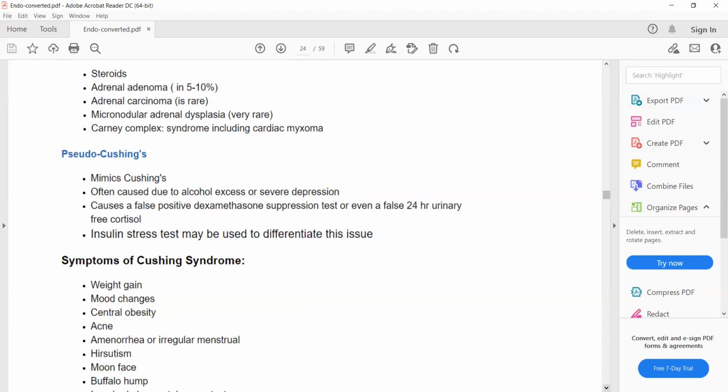So in pseudo Cushing, the dexamethasone test will be positive, and 24-hour urinary free cortisol test will also be positive. So in the exam, if they ask you which test differentiates between Cushing syndrome and pseudo Cushing, your answer will be insulin stress test. Insulin stress test is positive in pseudo Cushing, while it is negative in Cushing syndrome.